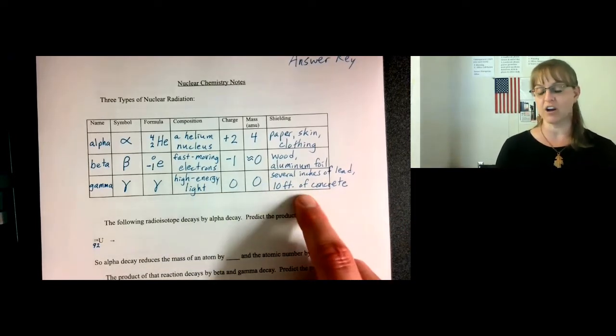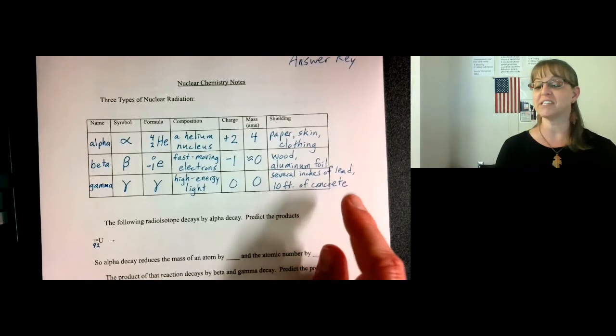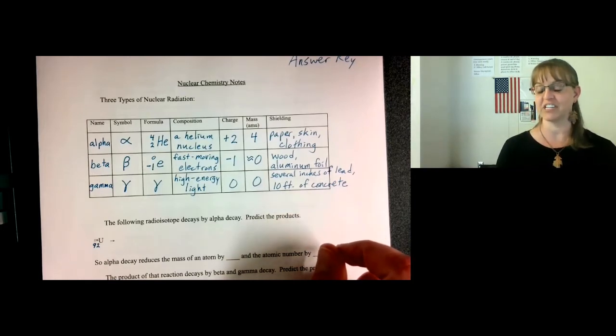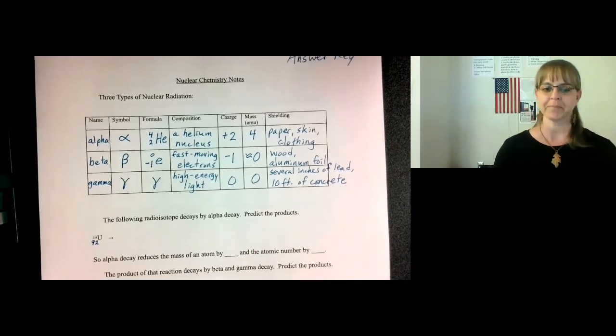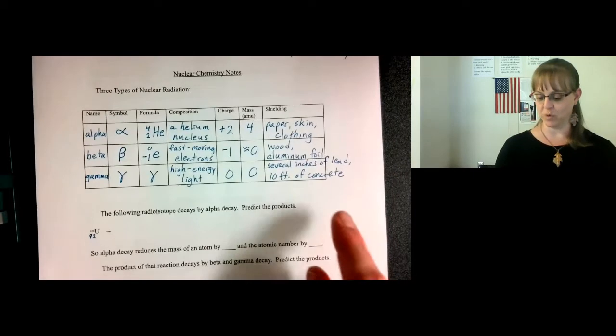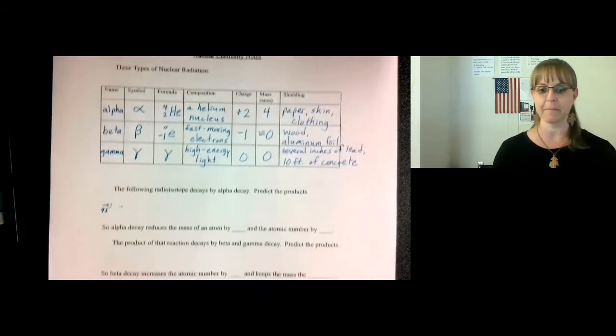And it's really hard to stop gamma radiation. That's the most dangerous type. It either takes several inches of lead or 10 feet of concrete to stop gamma radiation. So it's actually really hard to stop. This is why people will build, say, an underground bunker lined with lead and concrete. This is to stop gamma radiation, which is the most dangerous type.